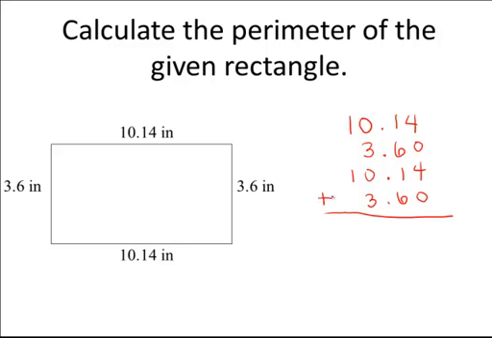Adding down the columns gives me 8. 1 plus 6 plus 1 plus 6 is 14. I'll write the 4 and carry the 1. 1 plus 3 is 7. 1 plus 1 is 2. And I will bring down the decimal point. The answer to this question is 27.48 inches.